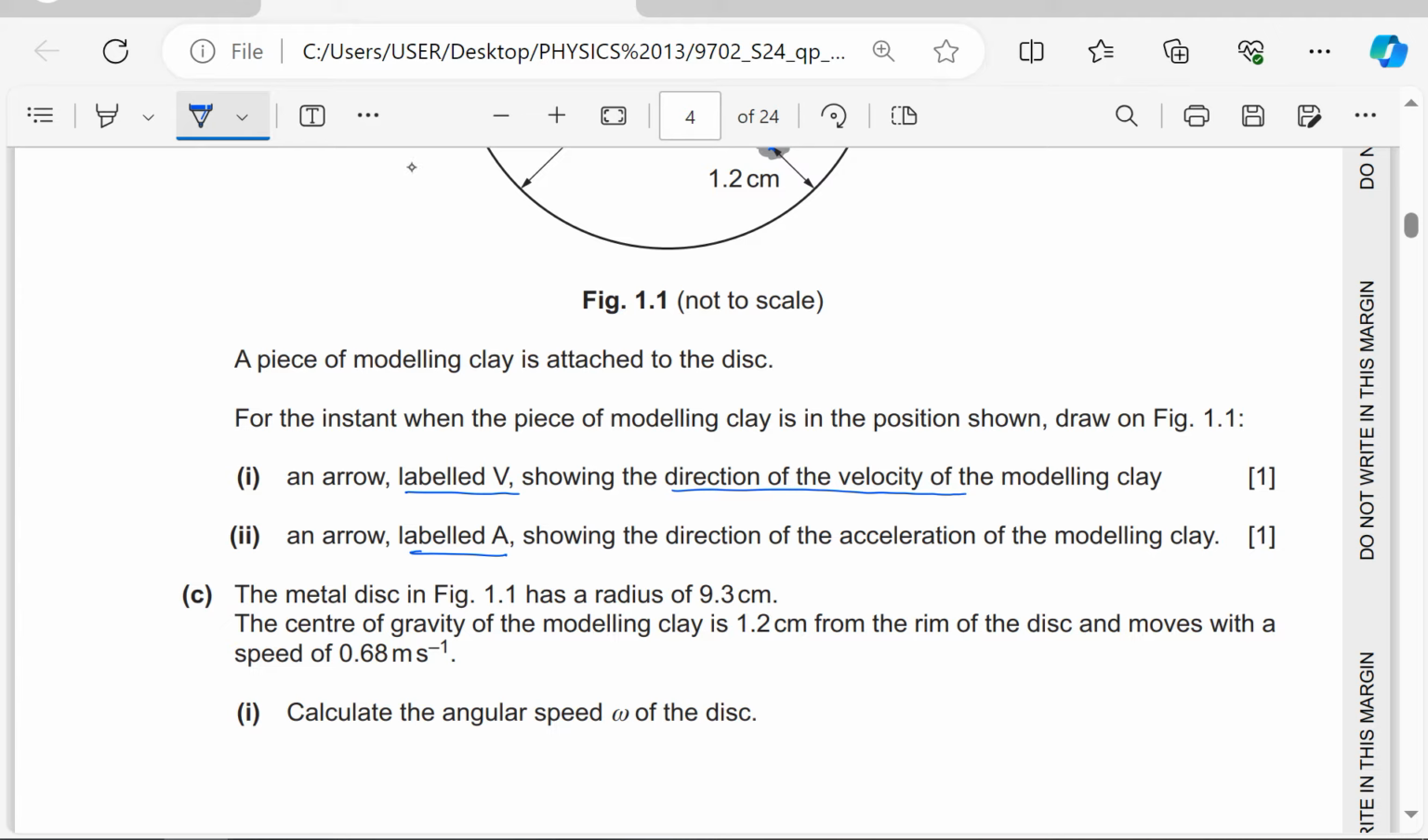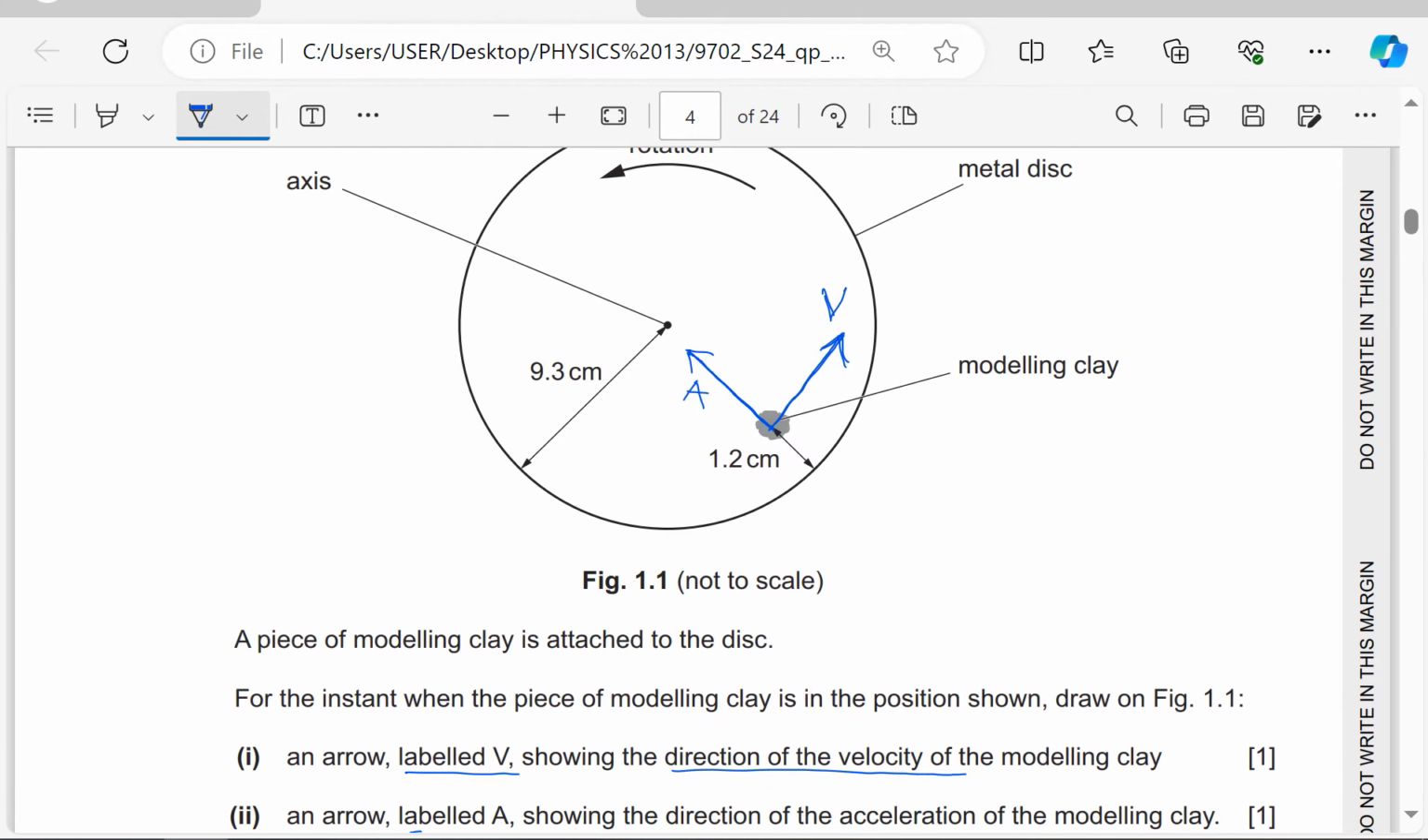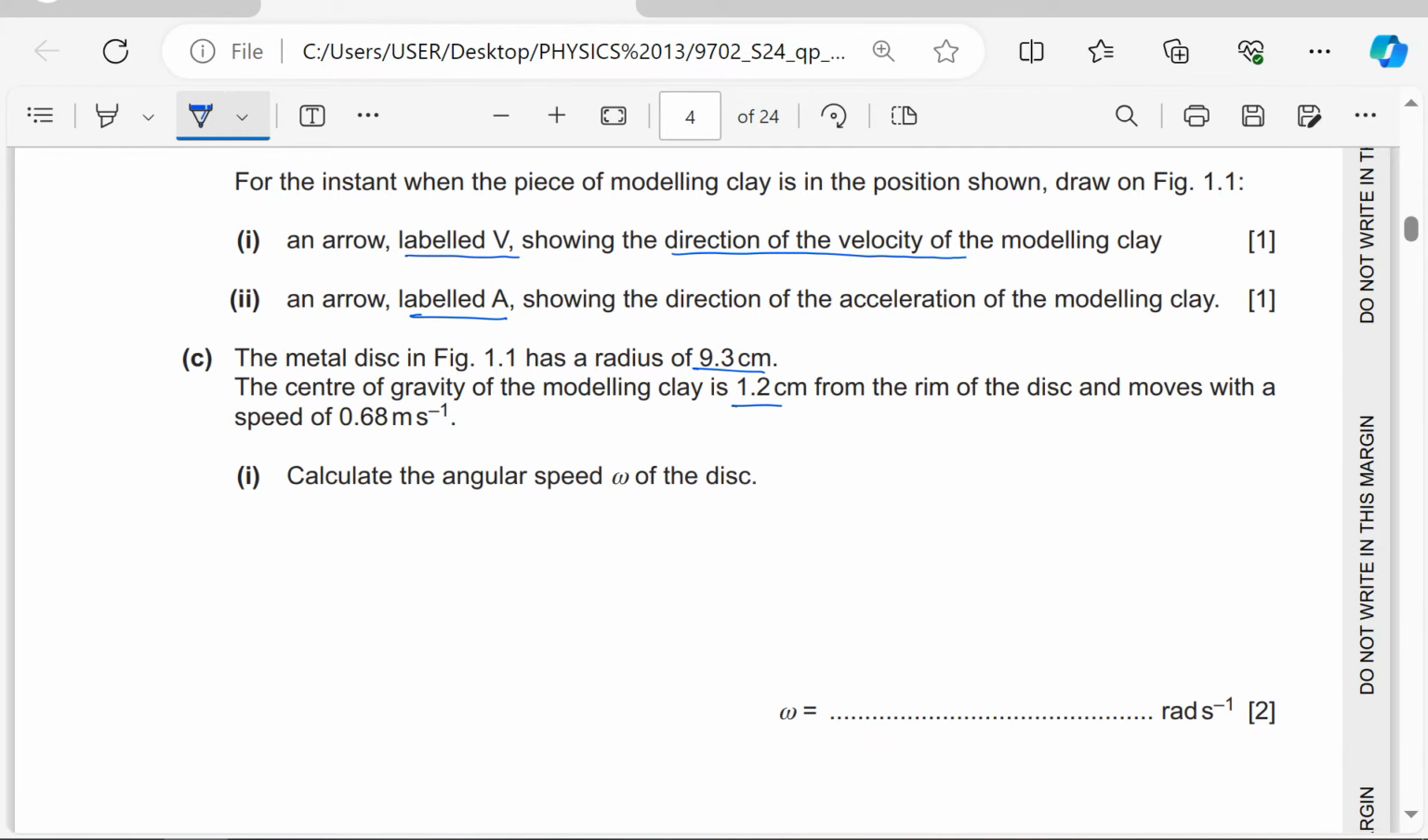Then the metal disc in figure 1.1 has a radius of 9.3 centimeters. The center of gravity of the modeling clay is 1.2 centimeters from the rim. That means the distance from the center to where the modeling clay is going to be is 9.3 minus 1.2, which is going to be the radius of its circular path on the disc.